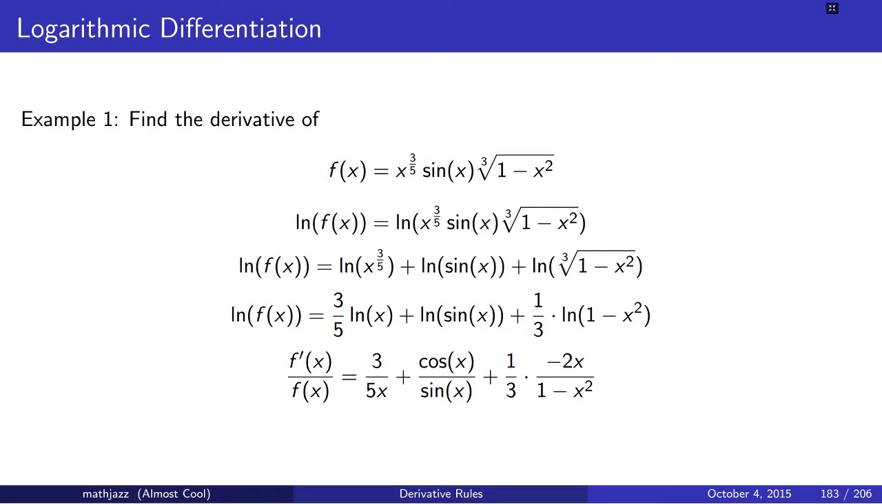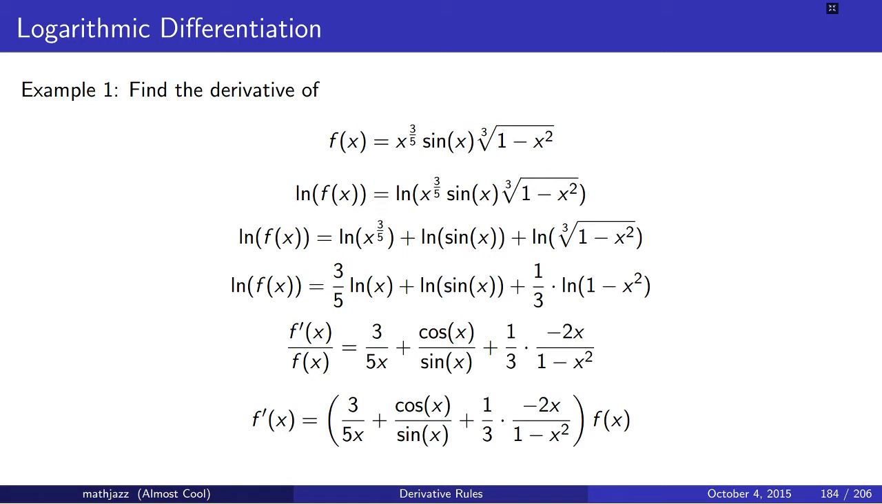Then, taking the derivative of the last term, we get 1/3 times negative 2x over 1 minus x squared. Again, the original function, 1 minus x squared, is in the denominator. The derivative of that function, negative 2x, is in the numerator. Now, to solve for f prime of x, we just have to multiply both sides of the equation by f of x. And f of x is what we started with at the top of this list of equalities.